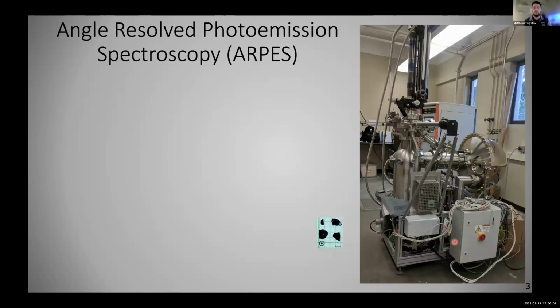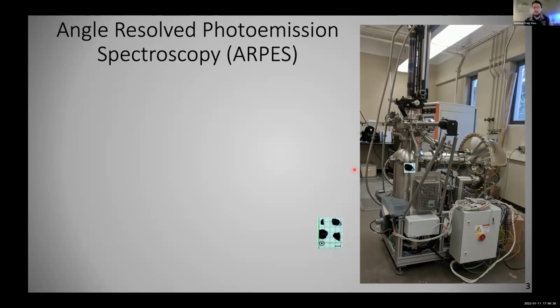So I'm going to be trying to probe those Fermi surface degeneracies, and the method I use is called angle resolved photoemission spectroscopy. This is based off of the photoelectric effect that Einstein won his Nobel Prize for. So on the right, I have a picture of the UC Davis ARPES lab, and I'll explain the process.